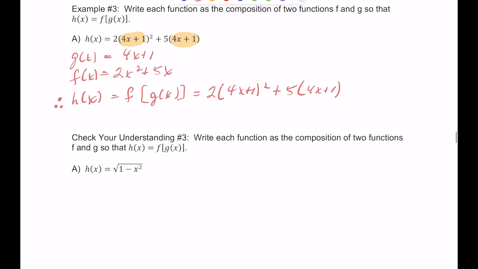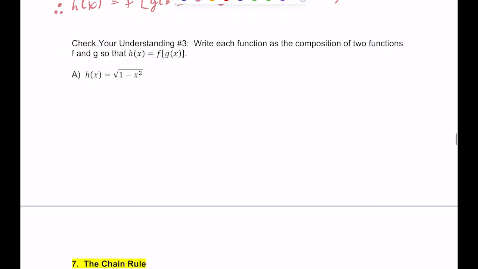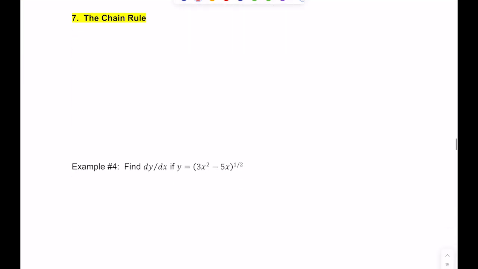Feel free to pause the video and try the next problem, and then you can unpause when you're ready to move on. So now we're ready for the chain rule, which is an important rule in calculus. It comes up quite frequently, and a lot of times we use it in conjunction with the power rule.